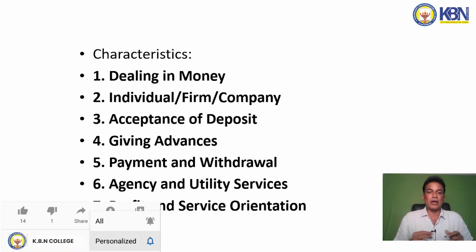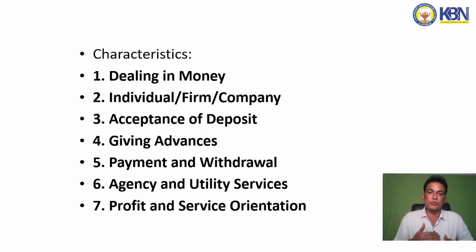Next, giving advances. Banks are distributing money. Banks get deposits, and the deposit money is distributed by the banks to the needy people. Sometimes government also gets loans from the banks. Similarly, individuals can get loans from the banks. Farmers are getting loans from the banks. Banks get deposits and distribute the deposit money to the needy people, whether farmers, entrepreneurs or government.